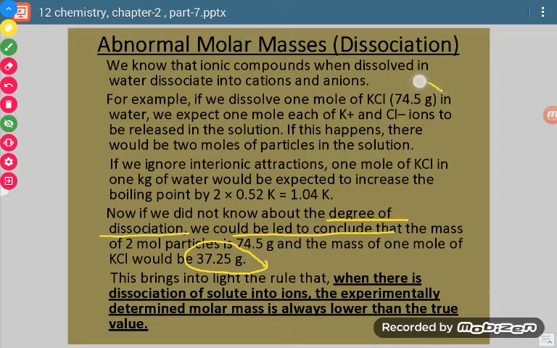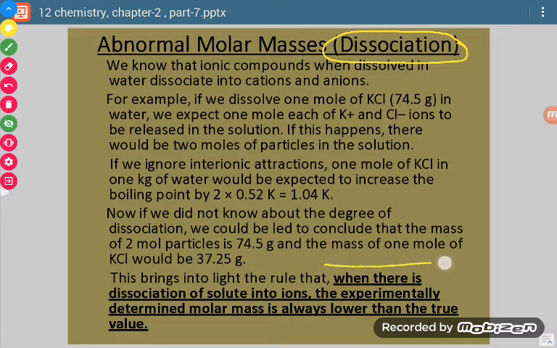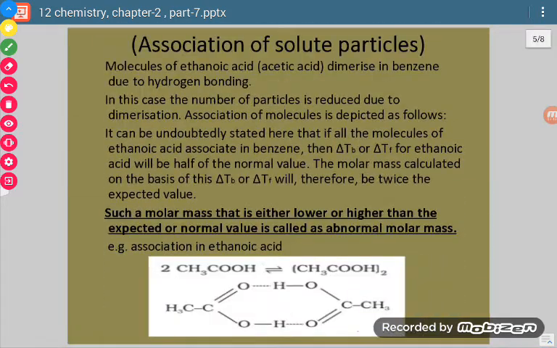So what we are getting, it should be 74.5, but it has come 37.25 gram. So we will say that there is abnormality in molecular mass. Okay. So how does it happen? It happens because of dissociation. It means when there is dissociation of solute into ions, the experimentally determined molecular mass is always lower than the true value. Okay. So this is due to dissociation.